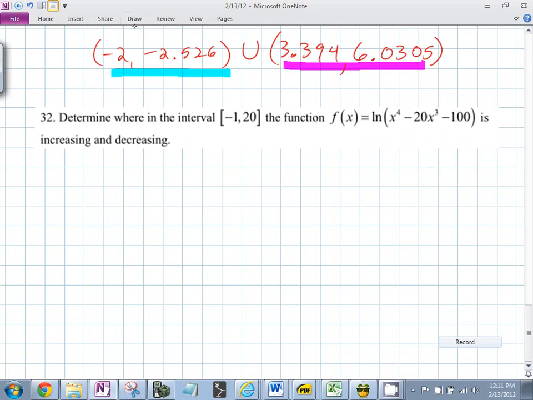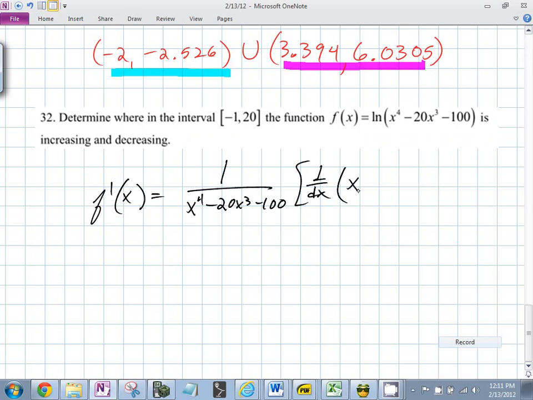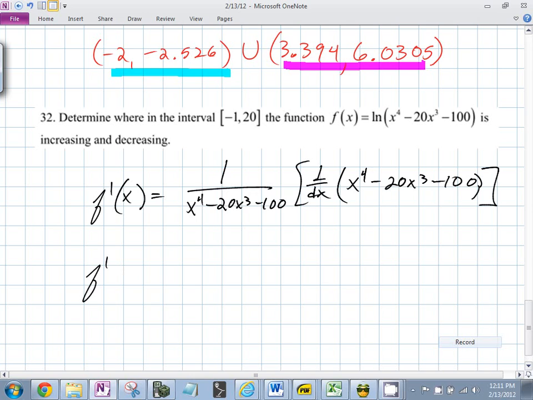The derivative of that function, right? So you have f prime of x is going to be equal to 1 over x to the 4th minus 20x cubed minus 100 times what? The derivative of what? The derivative of the inside. Good. I like it when you say that. That's right. Inside. Correct. So the derivative, I'm writing it out in 2 steps, not just doing it in 1. So f prime of x is going to equal 4x cubed minus 60x squared over what? The same thing, right? We don't do anything to that.